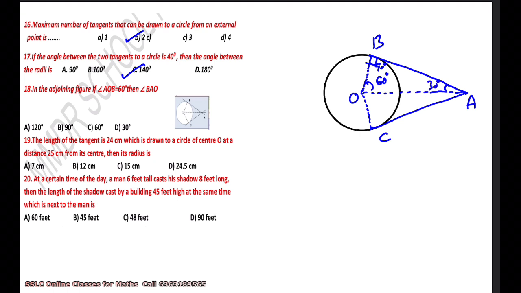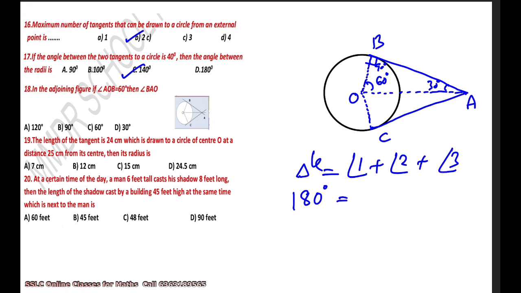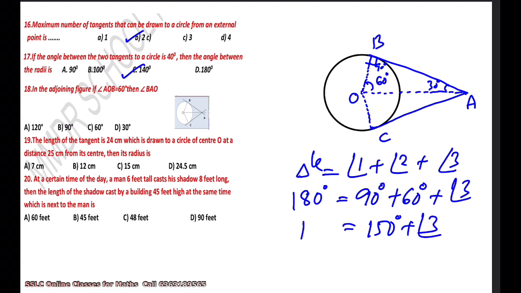30, because we know that in a triangle, the first angle, second angle, third angle, all these are going to add up to 180 degrees. If one angle is 90 degrees, the other angle is 60 degrees, then the third angle is going to be 90 plus 60 is 150, 180 minus 150 is 30 degrees.